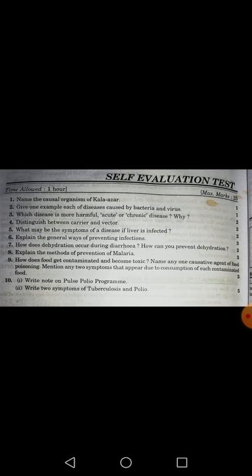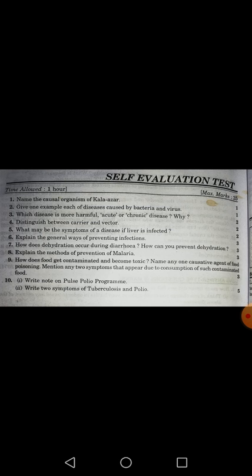Now the second part of the question, name any one causative agent of food poisoning. So food poisoning can take place mainly by bacteria, and there are various bacteria like Escherichia coli is one of the bacteria, Helicobacter pylori is another bacteria, Staphylococcus is another bacteria, okay. Basically Staphylococcus is the major bacteria causing food poisoning. So the second answer is, out of these three you can write any one: Escherichia coli, Helicobacter pylori, or Staphylococcus, okay.